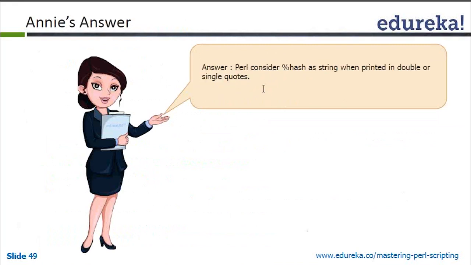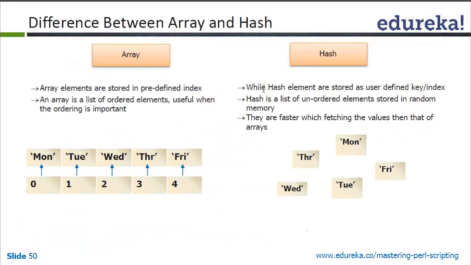So what is the difference between array and hash? Just now Rahul asked this question, and here is the complete answer; I answered it partly. Array has elements stored in a predefined index. This array will have the predefined index 0, 1, 2, 3, 4 if you have 5 elements. If you have just 2 elements, you will have just 0, 1.